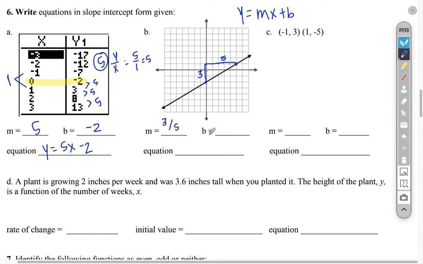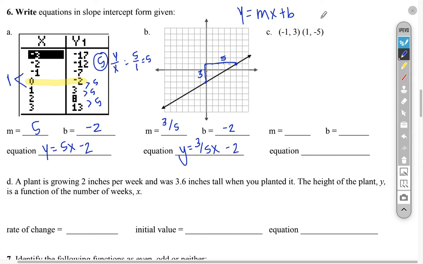All right, remember b is our y-intercept, so where are we crossing this y-axis? Well, it's right here. And this ordered pair is 0, -2. So our b is -2, just the y value. Now we can write our equation. So y equals 3/5 x minus 2.